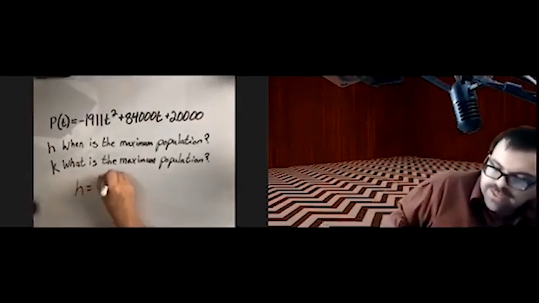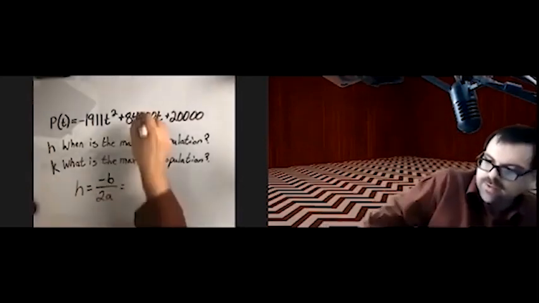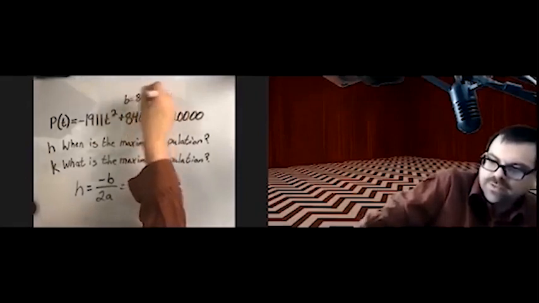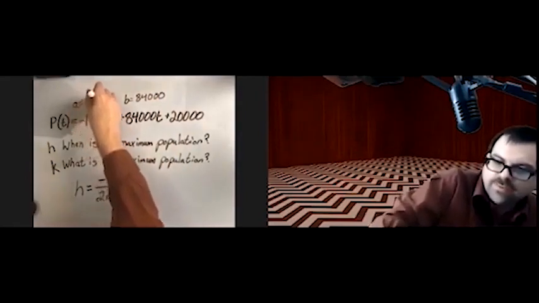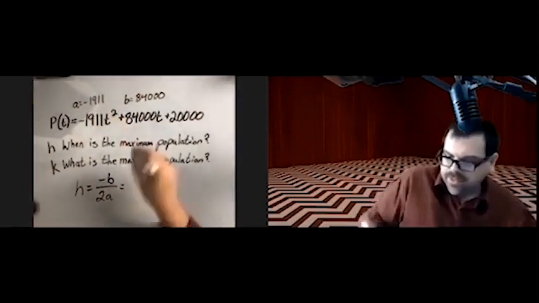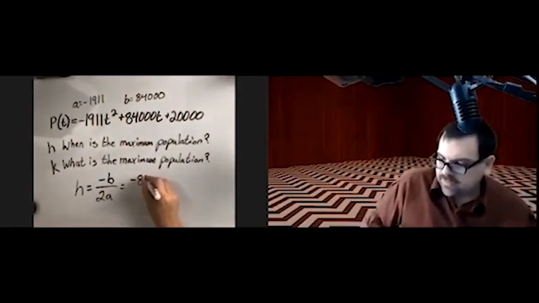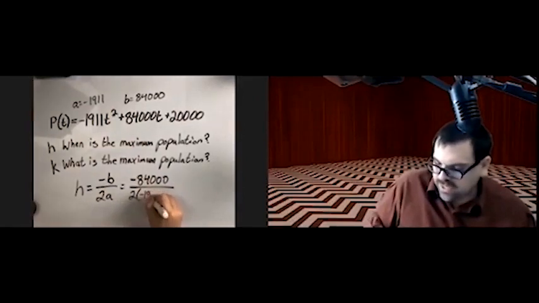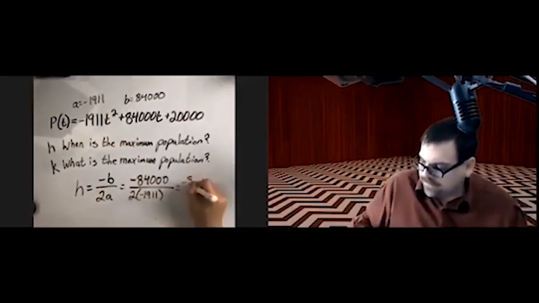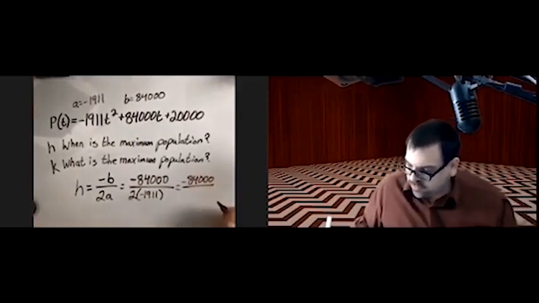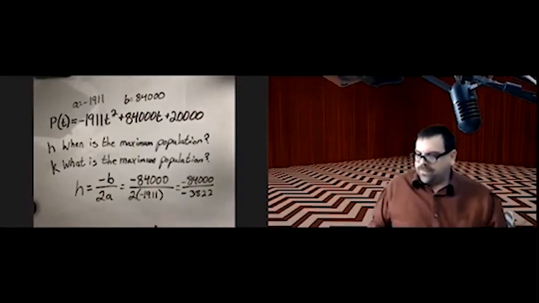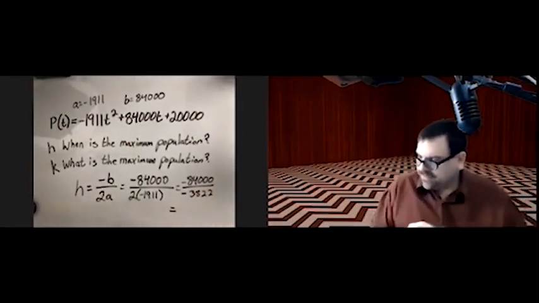h is going to be negative b over 2a. b is positive 84,000. a is negative 1,911. The opposite of b, negative 84,000, over 2 times a, 2 times negative 1,911. Negative 84,000 over negative 3,822. Negative over negative is positive.